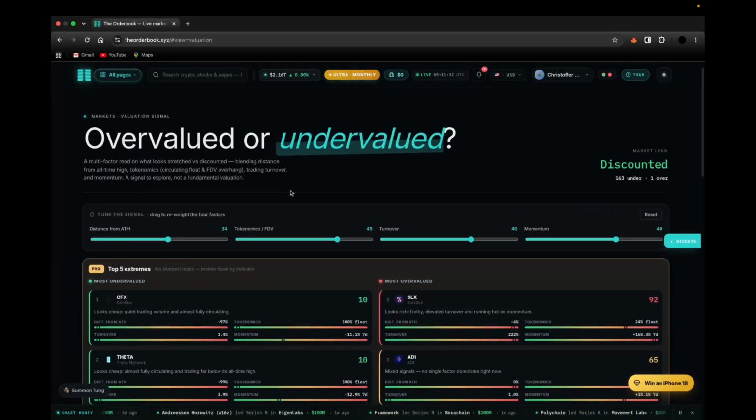And that's the valuation section. It helps you see what looks stretched, what looks discounted, and why the page is reading it that way. It's a really useful way to find ideas, as long as you remember that it's the start of the homework, not the final answer.